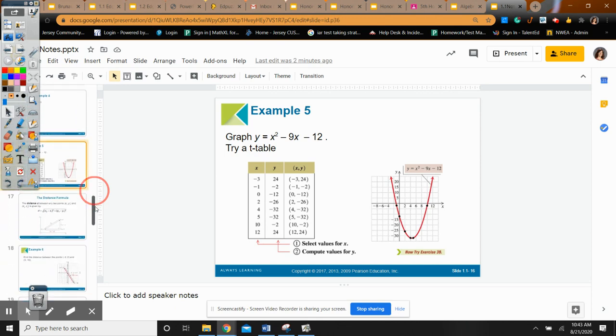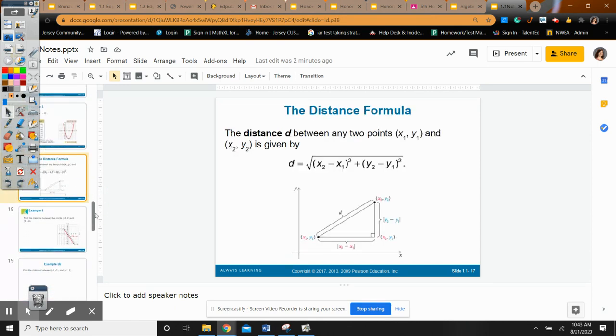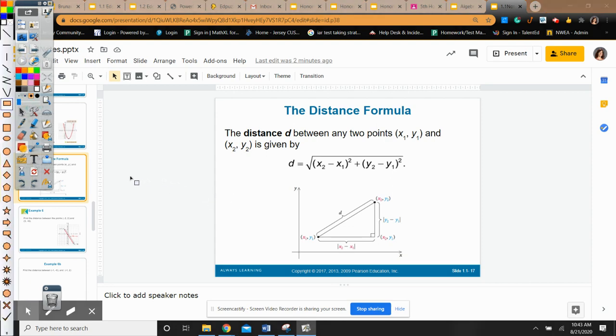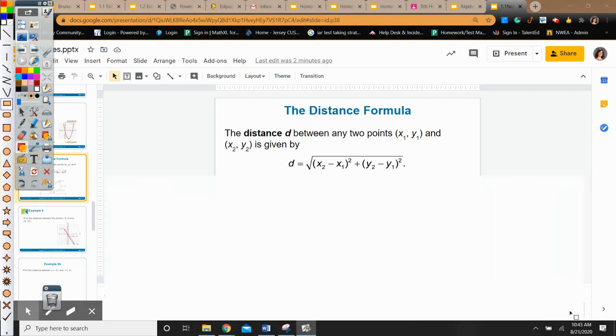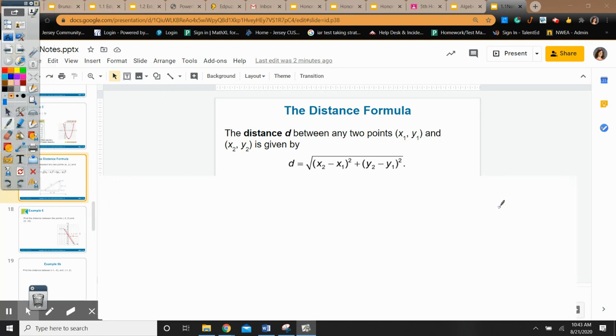Again, we'll talk more about quadratics in the next chapter. Okay, distance formula. This is a big thing. Kids do a bad job of memorizing the distance formula, and I'm going to tell you, you need to stop memorizing the distance formula. You need to know the distance formula.